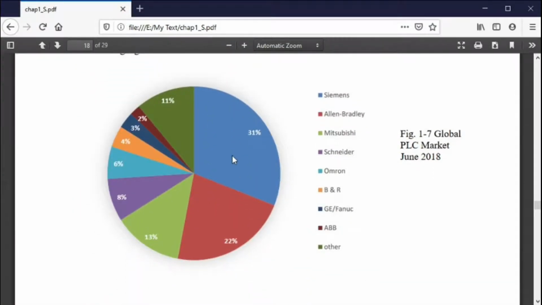Now I do have the percentages on this one. This was the last one, and I was able to get the actual percentages based on this. So Siemens is at 31%, Allen Bradley is at 22%, Mitsubishi is at 13%, Schneider, which is Modicon, is back a little bit. They're not doing badly at 8%. 6% is Omron, B&R 4, GE Fanuc 3, 2 is SA Brown Boveri. But SA Brown Boveri is a big company, so even though this is small, they're a powerful company, and they can be bigger.